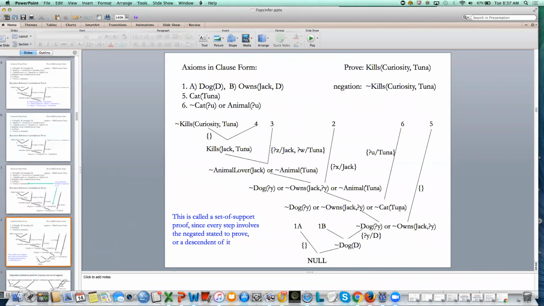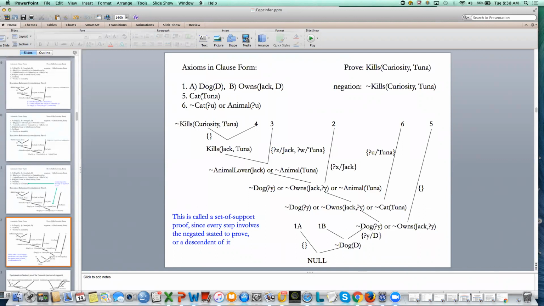Still no contradiction, but if we continue this proof, this is where we left off. We can unify this with number 5, cat tuna. And in this case, the substitution list is empty because there's only constants involved in what we're unifying out, and we're left with this expression. This will unify with 1b, that Jack owns the dog, and if you unify 1b with this statement, you're simply left with D is not a dog.